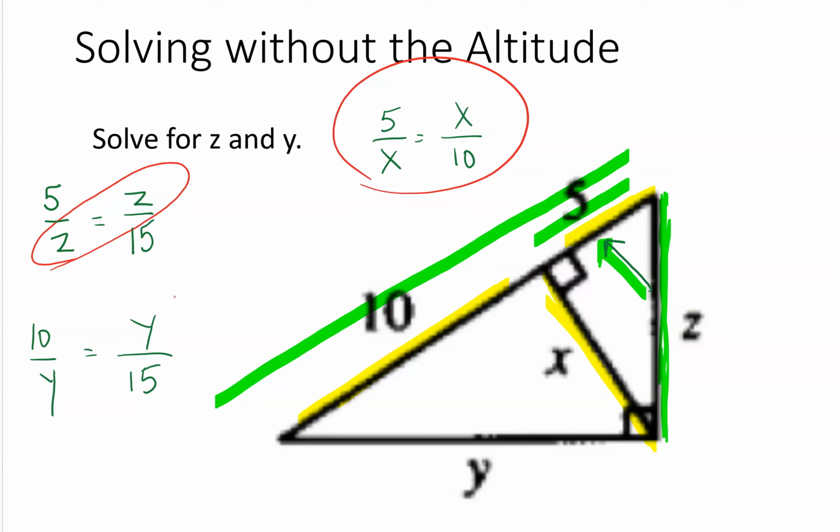So for example, Z is the geometric mean, so that goes here and here. And then it's the geometric mean between 5 and the entire hypotenuse. So we have to add those numbers together, 10 and 5 to make 15. So that's the proportion I would set up if I'm dealing with a leg, not the altitude. Y works the same way.